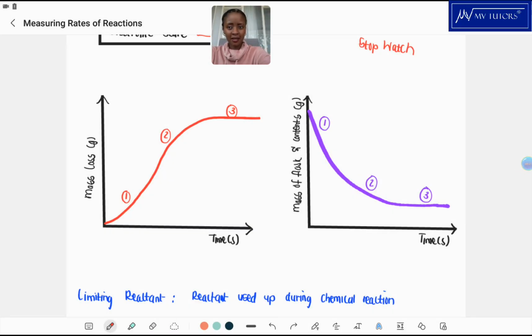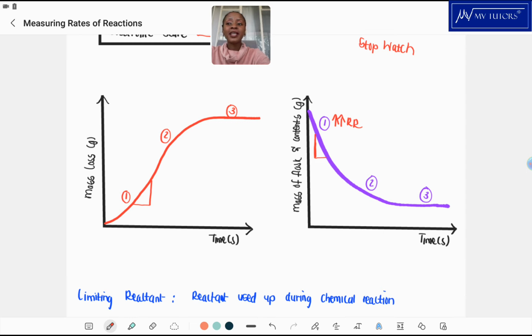You can see for both graphs, the mass loss versus time as well as the mass of the flask and its contents versus time, initially, if you look at the gradient or the slope, it is quite steep. Here you have a very steep slope, and even here the slope is quite steep. So the steeper your slope, the higher the reaction rate. I'm just going to indicate with 2 arrows. That is when your reaction rate is the highest, when your products are forming quite quickly.